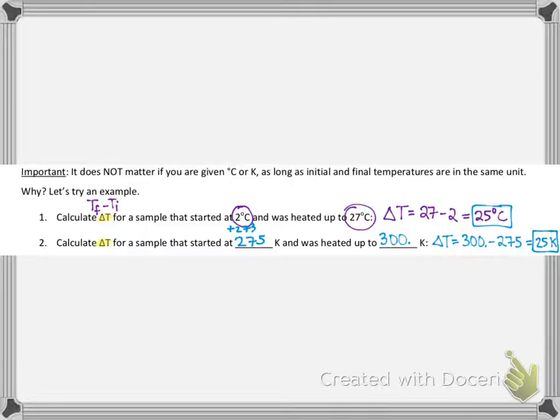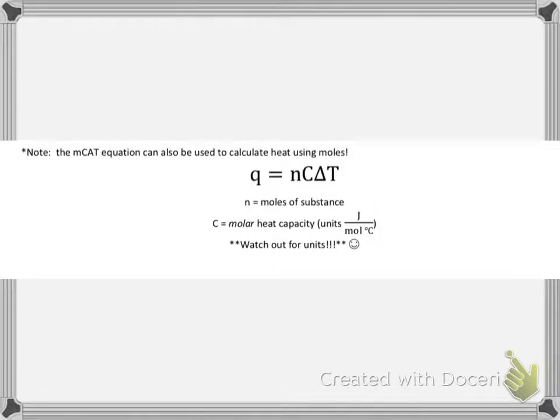All right, and here is something shiny and new for AP. It turns out there's also a Q equals mcat. Just doesn't feel the same. In this case, n is the moles of a substance. Gasp! Because there is something known as a molar heat capacity.